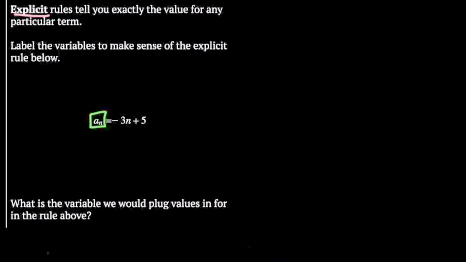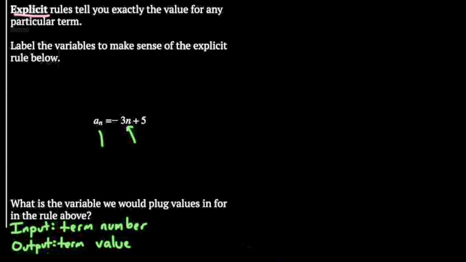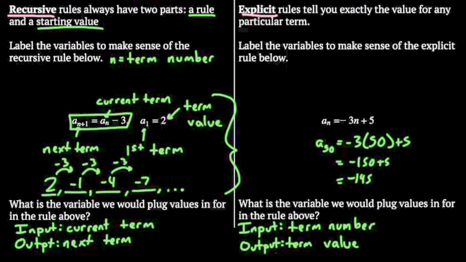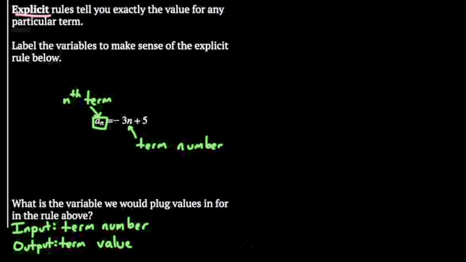This is going to tell me the value of a sub n, which is any term, and I just get that by plugging in some n value. So the input is the term number, and the output is the term value. If I wanted to know the 50th term, like a sub 50, I would just plug in 50. So negative 3 times 50 plus 5, which would be negative 150 plus 5, which would be negative 145. I got that really quick, whereas over here I would have had to figure out all 50 terms leading up to that. So we'll call this the nth term, and we'll figure it out by plugging in some different n values. Let's figure out the first few numbers in this sequence.